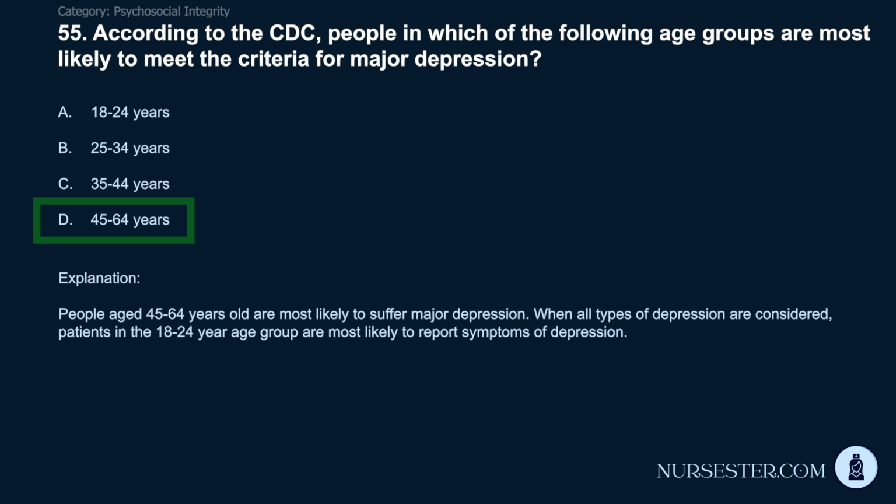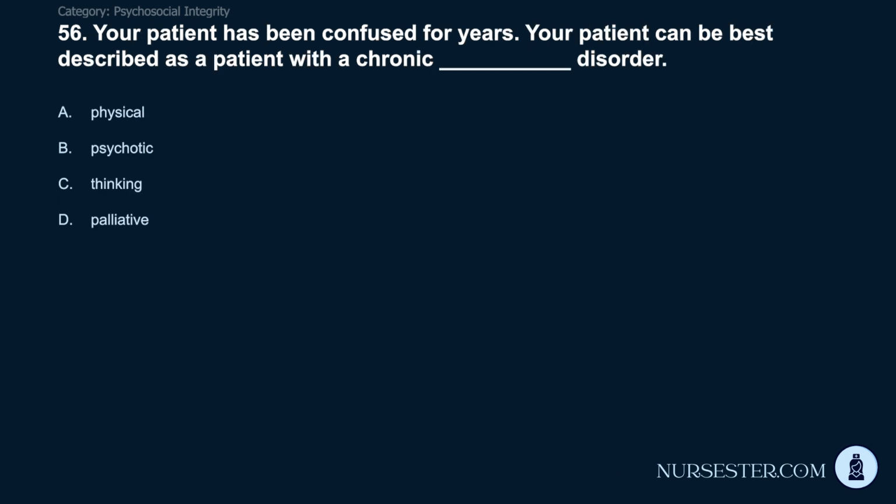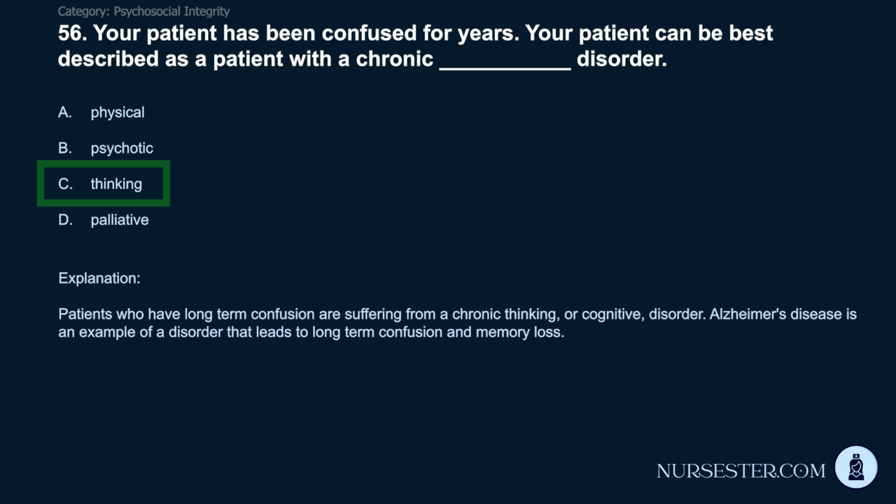When all types of depression are considered, patients in the 18 to 24-year age group are most likely to report symptoms of depression. 56. Your patient has been confused for years. Your patient can be best described as a patient with a chronic disorder. A. Physical. B. Psychotic. C. Thinking. D. Palliative. Correct answer: C. Thinking. Patients who have long-term confusion are suffering from a chronic thinking, or cognitive, disorder.